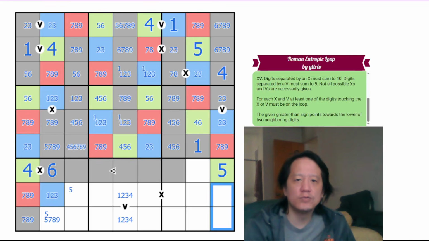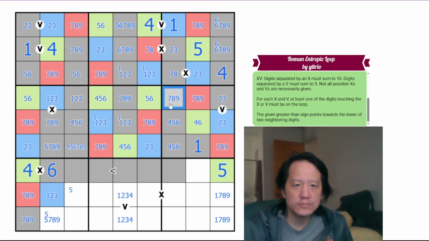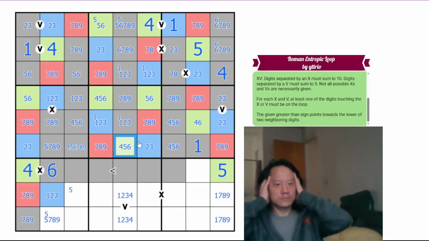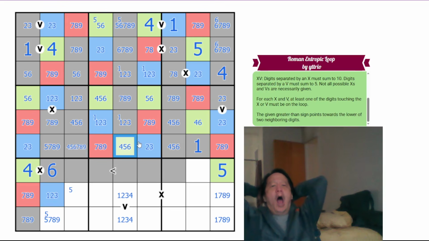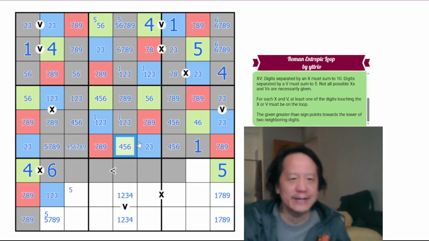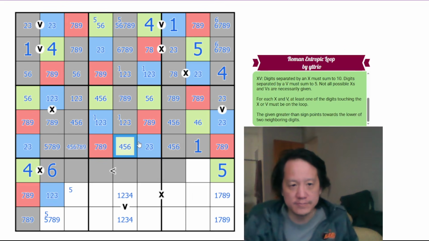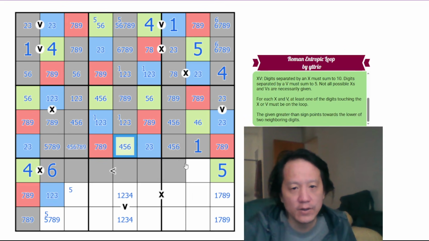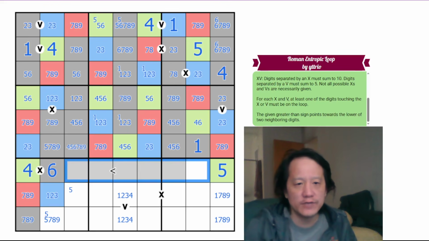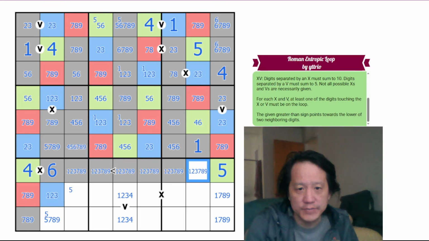So this is 1, 7, 8, or 9, because 6 is one of these two. 5 obviously is one of those two. This is a 5, 6 pair. Remaining digits in row 7 are 1, 2, 3, 7, 8, 9. This can't be 1 because this can't be 1.